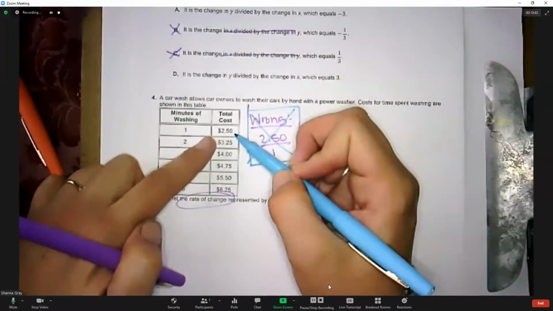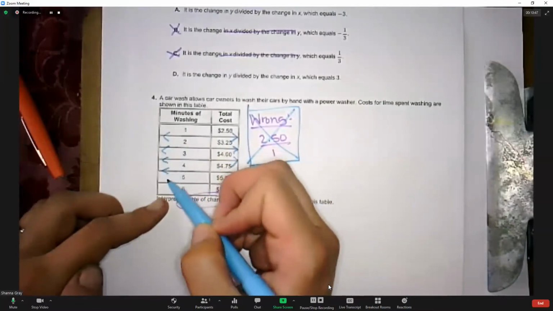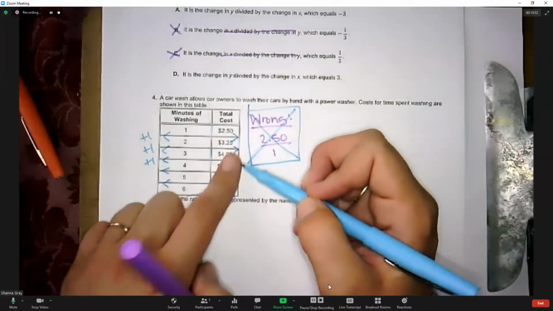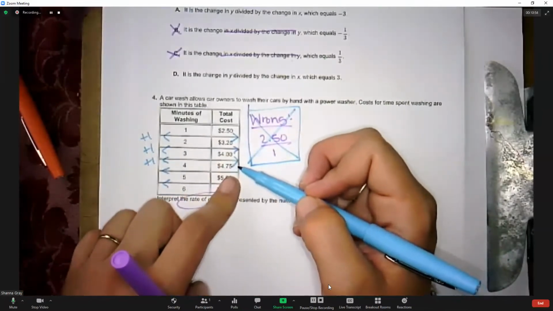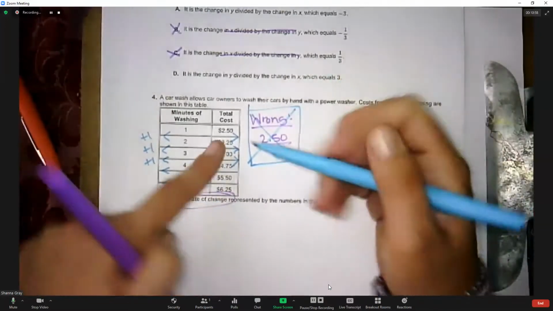Because if you look at what's happening, as you add a minute every time on this side, you're adding 1 minute as you go down. How much money are you adding on this side? How much is it changing by? That's really what you're saying, right? The change in y over the change in x.